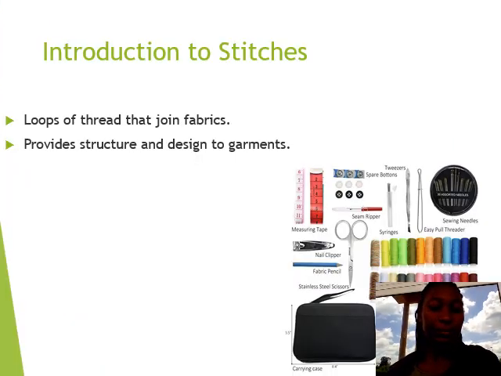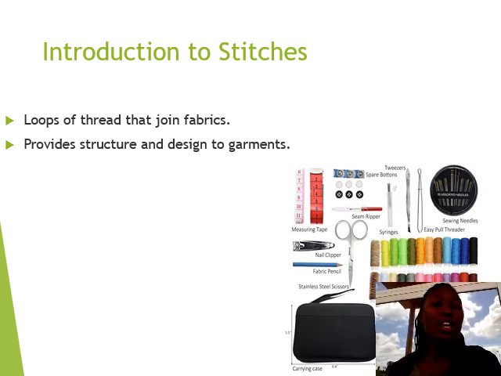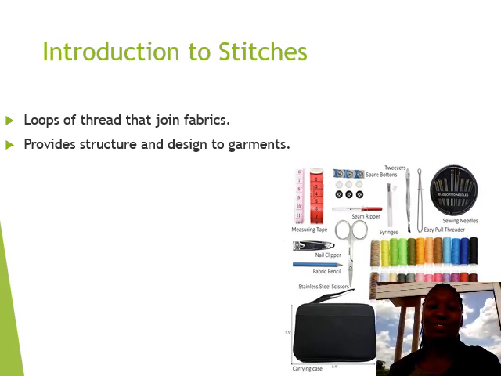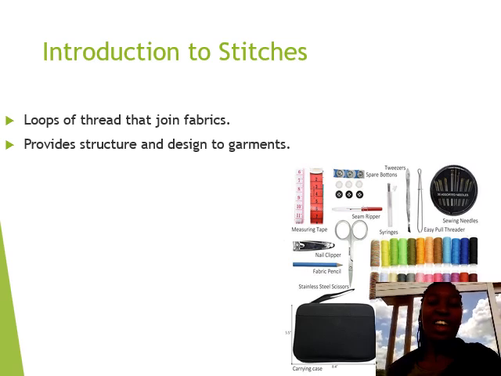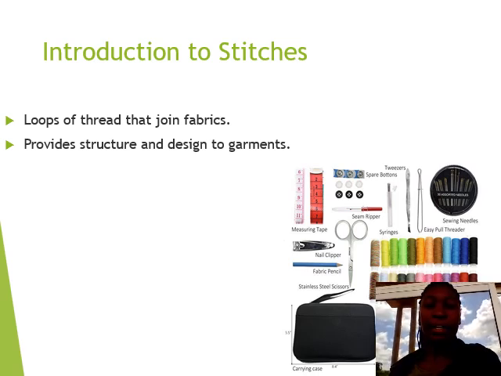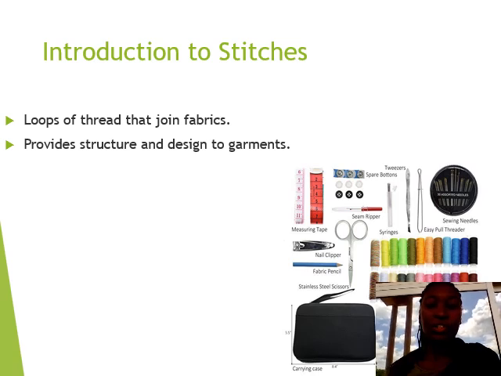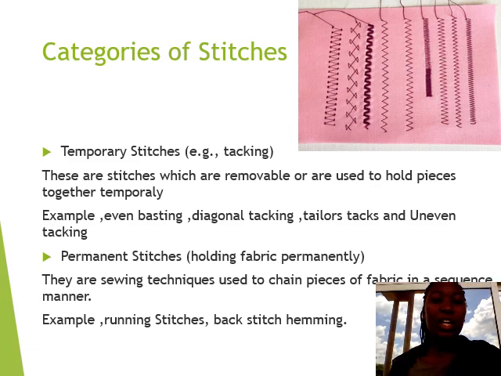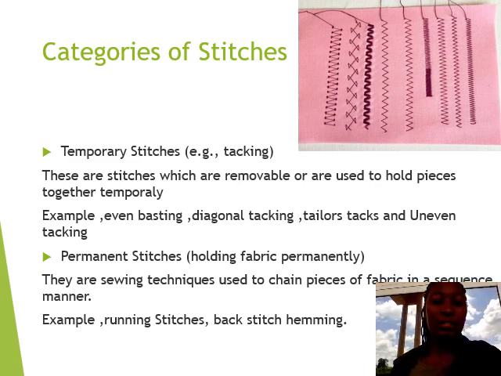Now, stitches. A stitch is a loop of thread that joins fabrics. It provides structure and design to a garment. So a stitch specifically is used to join fabrics together. There are two categories of stitches: temporary stitches and permanent stitches.